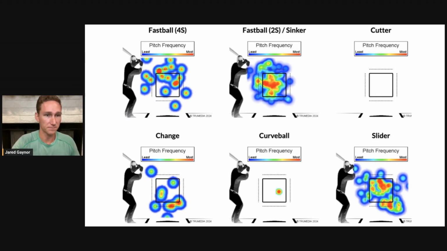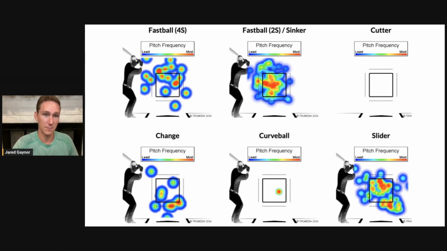Now when we go to lefties, four-seam fastballs, he doesn't throw a ton of them, but when he does, it looks like he's trying to go up. Sinkers, he's really throwing middle in. I imagine he's just aiming middle and letting it run and work itself to the inner half. Changeups, he doesn't throw many of them.